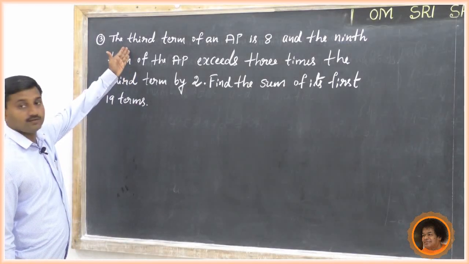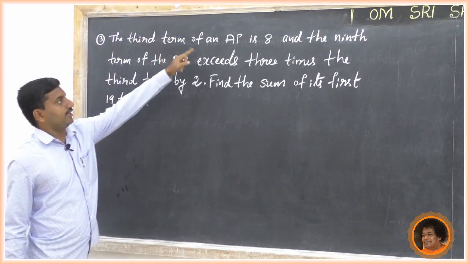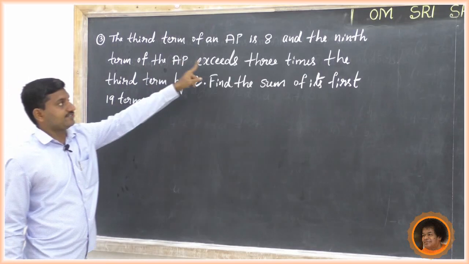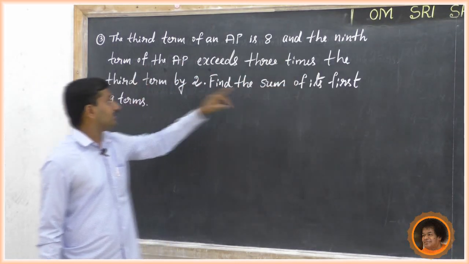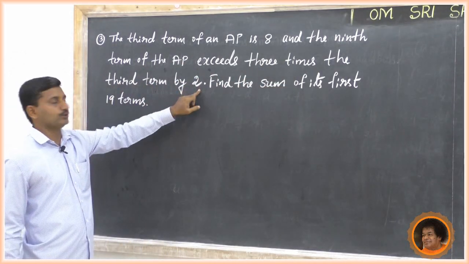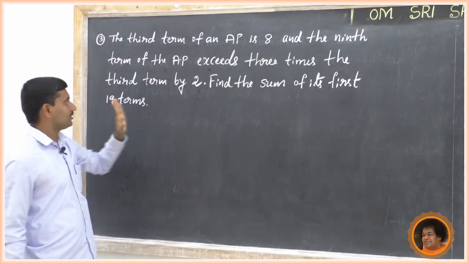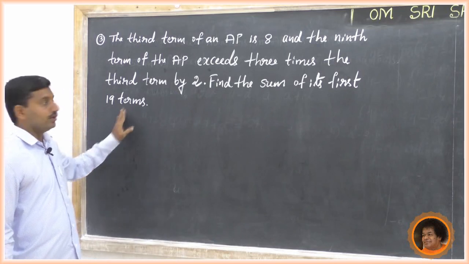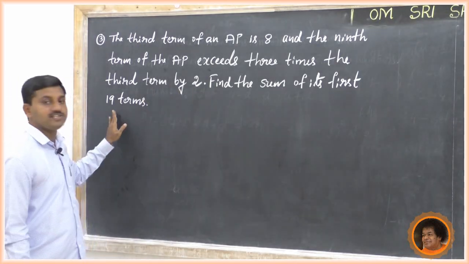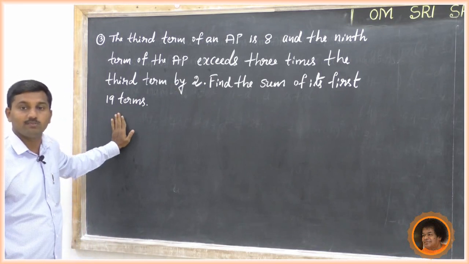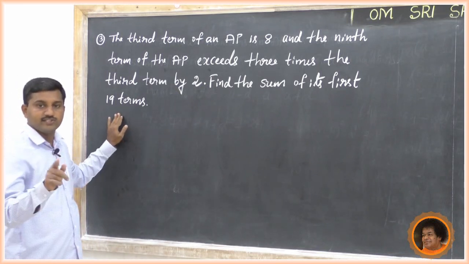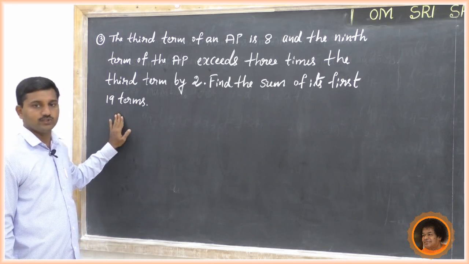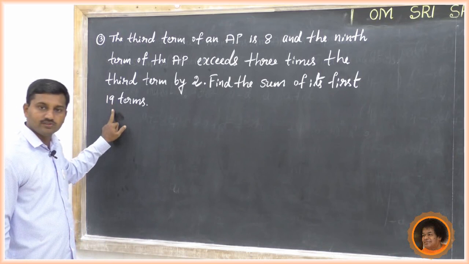Move on to the next question. The third term of an AP is 8 and the ninth term of the AP exceeds 3 times the third term by 2. Find the sum of its first 19 terms. Understand the question clearly. Find the sum. What is the formula? Sn is equal to n by 2 into 2a plus n minus 1 into d. So here n equal to 19.